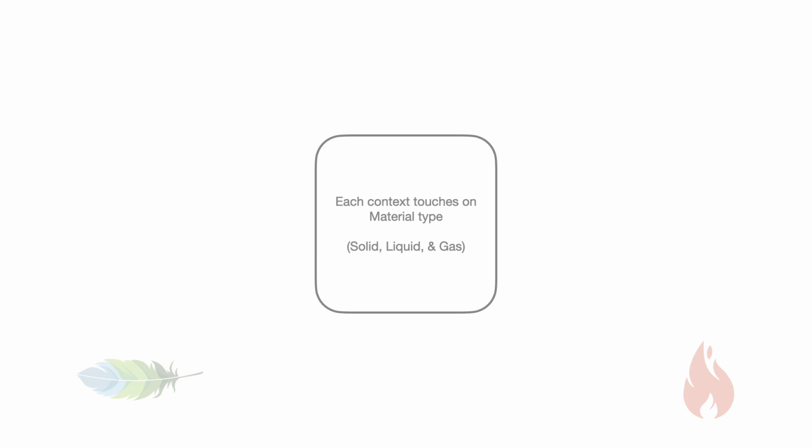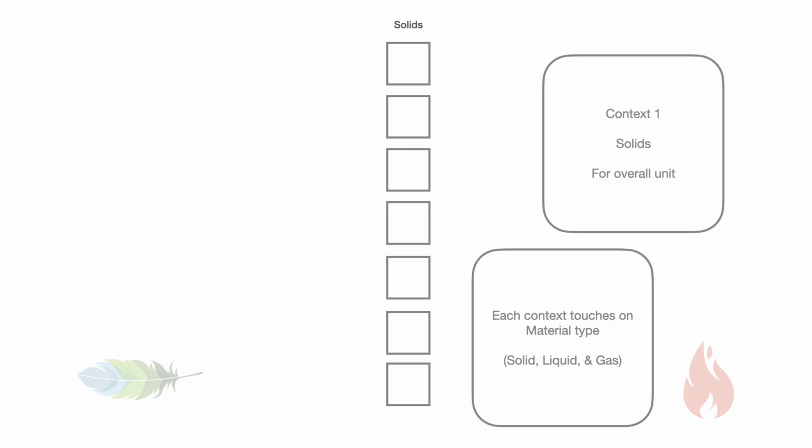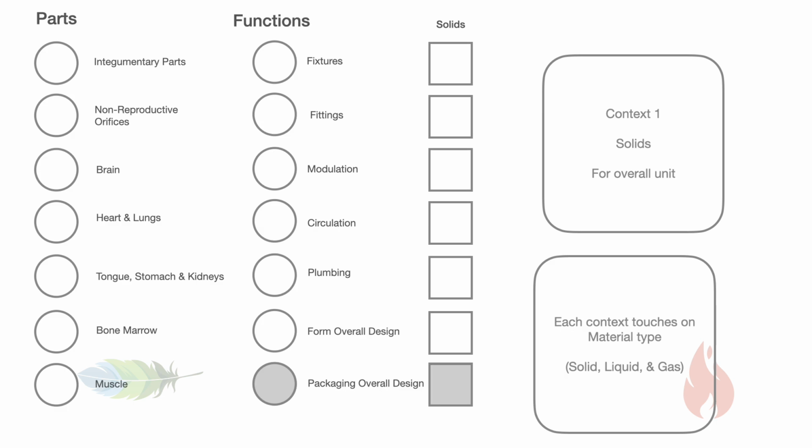All right, so again, this is how I group different material types. It's going to be solid, liquid, or gas. And for this first column, all that we use is solid parts. So we've got our list of parts, and the functionality first and foremost is: do any of these parts provide the functionality of packaging for the overall design? Well, yeah, definitely. And they also have to be solids.